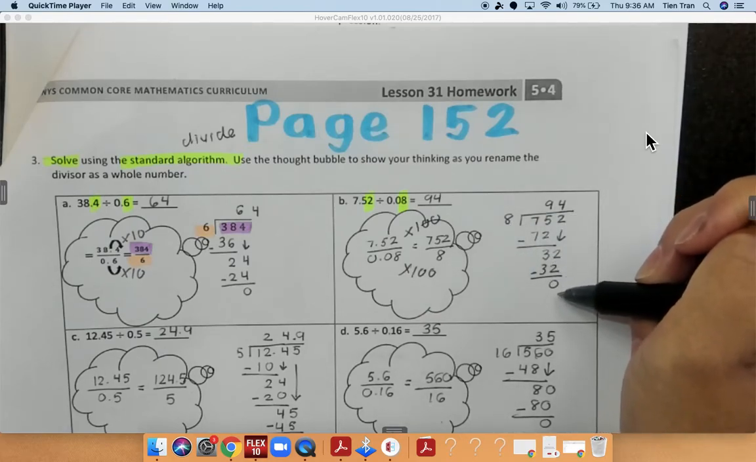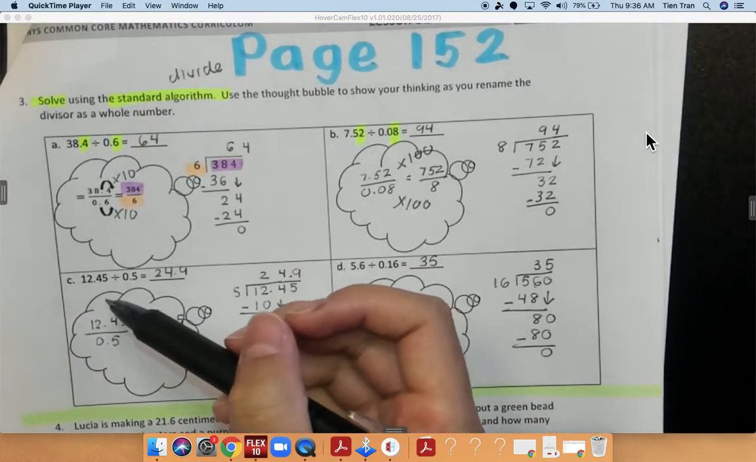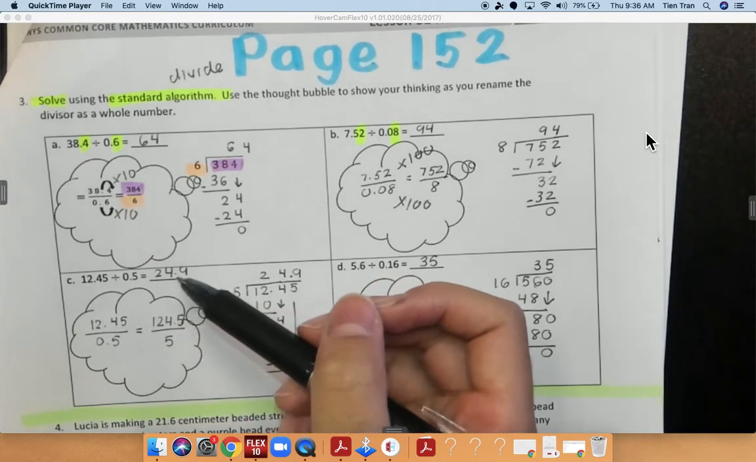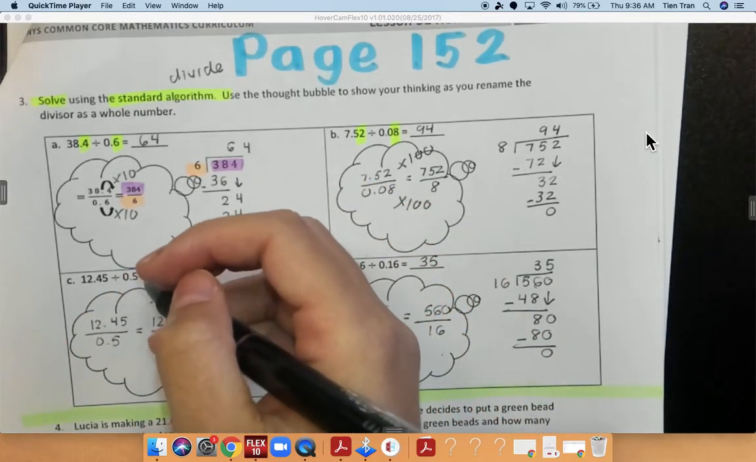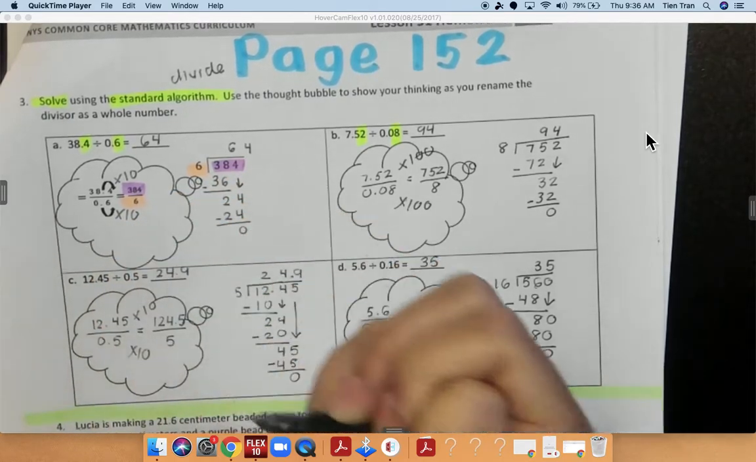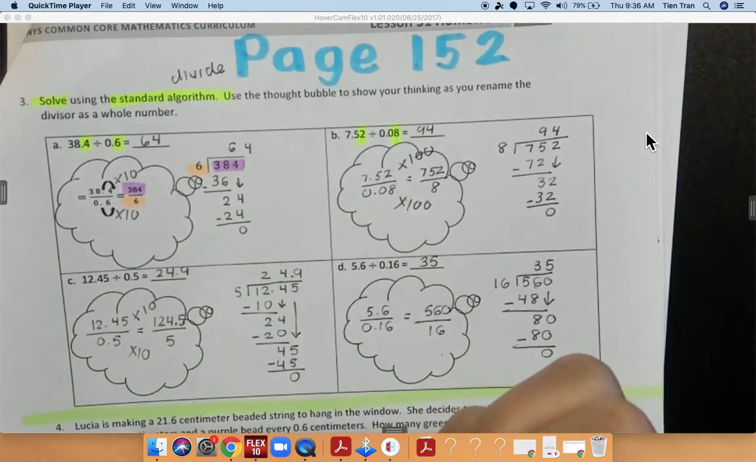32 minus 32 is 0. So we get 94. Over here we have 12.45, or 12 and 45 hundredths, divided by 5 tenths. This one I would multiply either by 10 or by 100. That is up to you. In this case, I multiplied times 10, but you could have also done 100. So that's why I have a decimal here, because I didn't multiply it times 100.